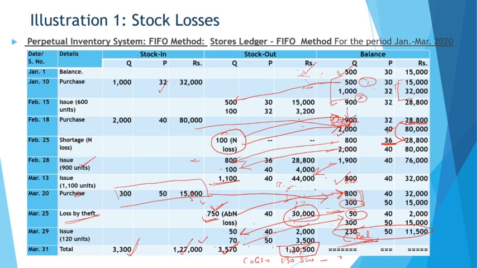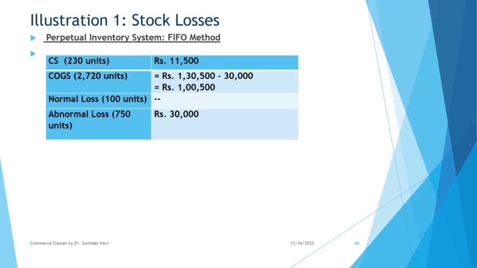1,30,500 minus 30,000 abnormal loss that we have added here, and your closing stock will be 230 units at the price of 50 rupees each. Your abnormal loss is valued at 30,000 and normal loss is as it is. So this is how your final answer will appear.